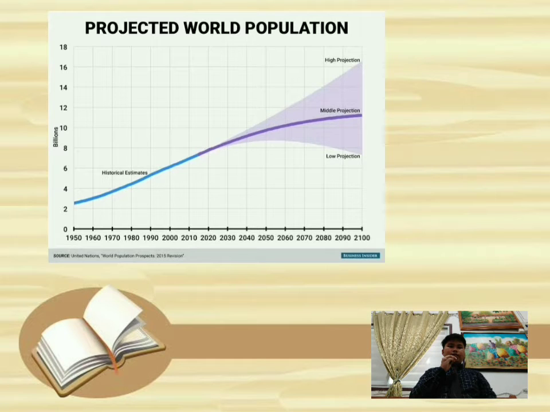On the left, we see the numbers of population by billions. And at the bottom, we see the year that the UN expects their study to happen. We can see in the chart the increase in the number of our population, and by the year 2100, the UN expects almost 8 billion population in low projection, 11 billion in middle projection, and 16 billion in high projection.